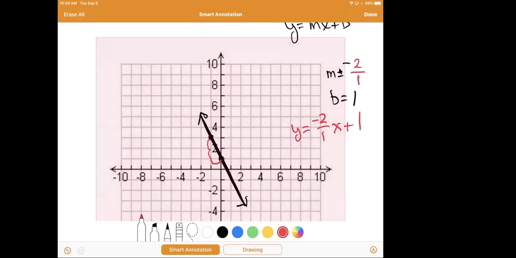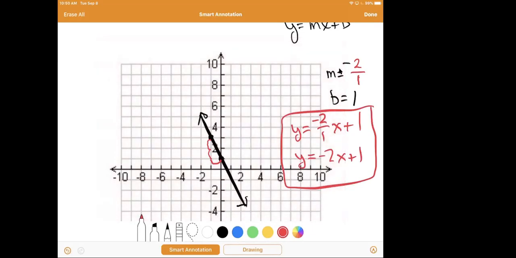And of course, the question that some of you are thinking and somebody wants to ask is, do we have to put it over 1? And the answer is no. So you could write it this way. Both of these are fine. If you want to put that -2 over 1 because you want to think of the slope in terms of fractions, you can do that. If you just want to write it as -2, since it's over 1, you can do that as well.